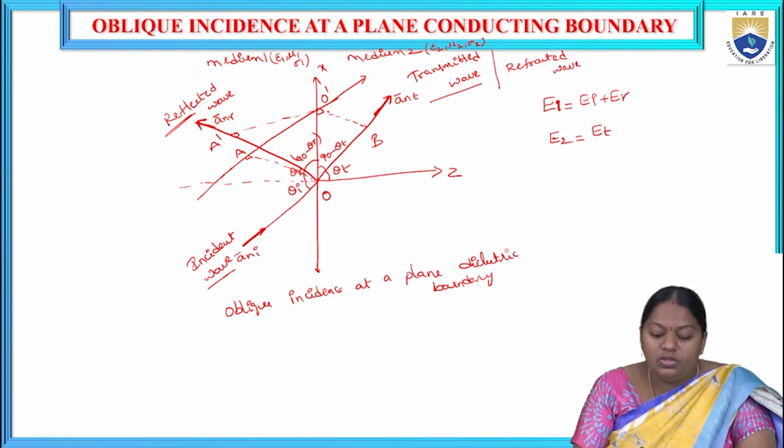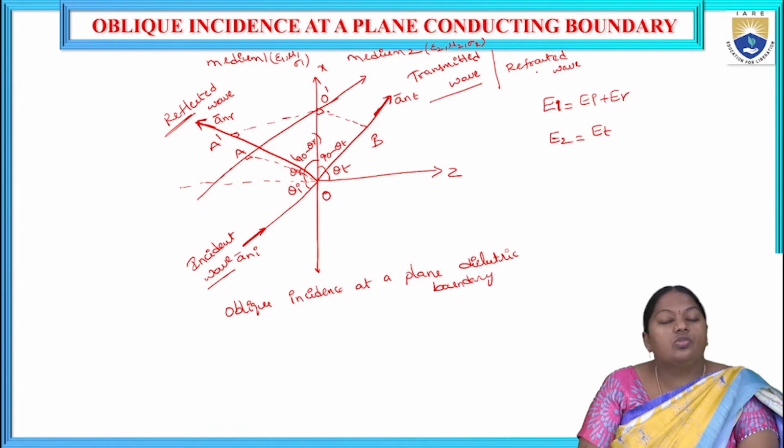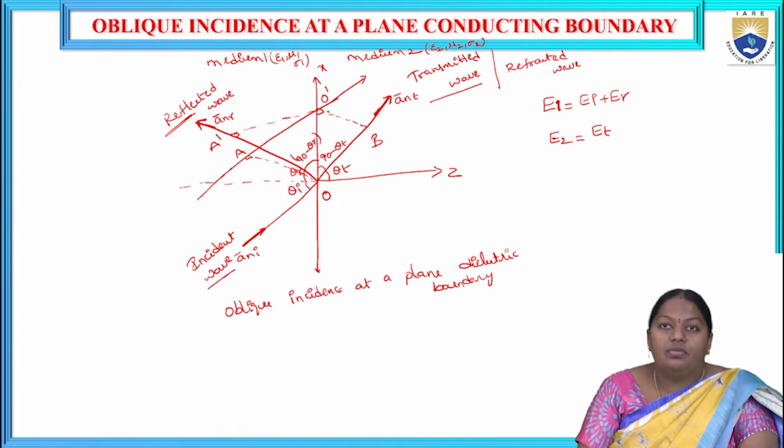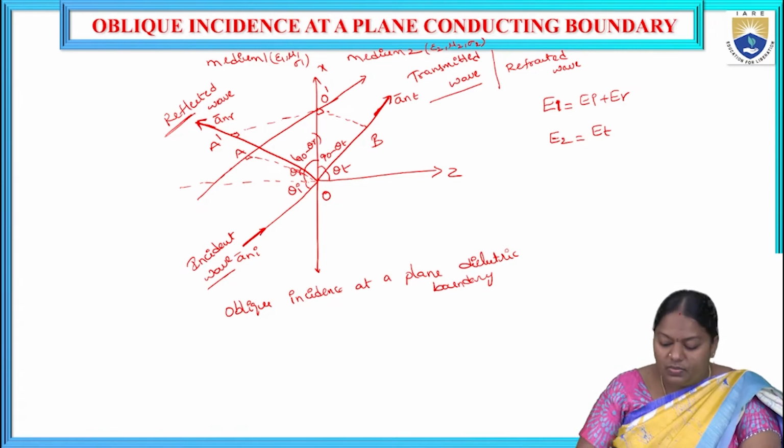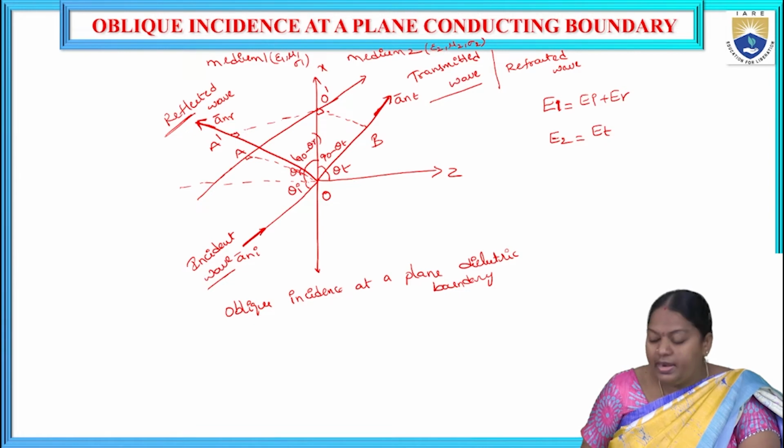So there is a difference between reflection and refraction, right? This is called a reflected wave, and the transmitted wave is also called the refracted wave. Depending upon this figure, we will derive the mathematical equations for Snell's law of reflection and Snell's law of refraction.